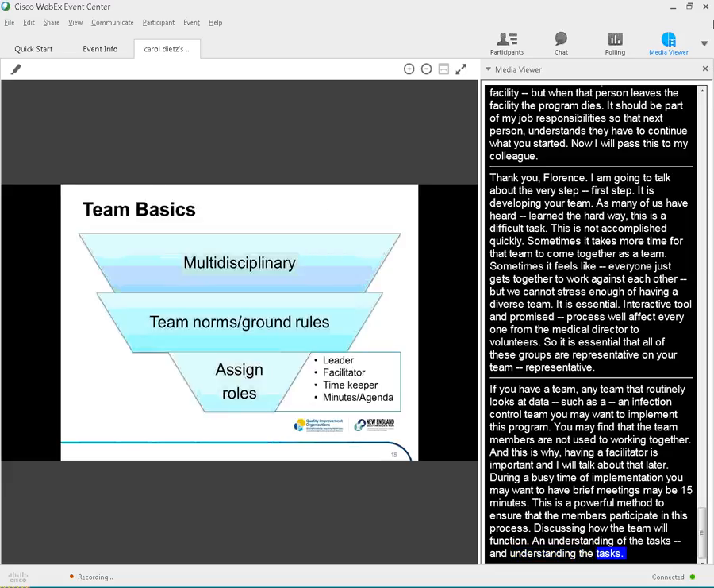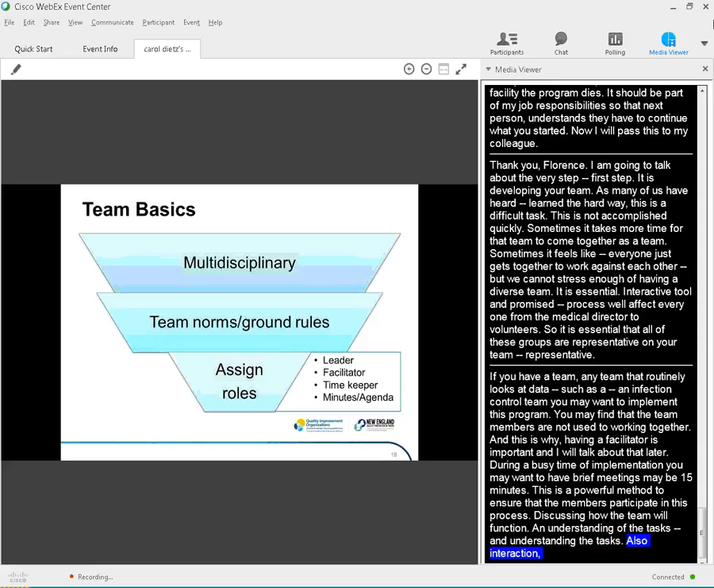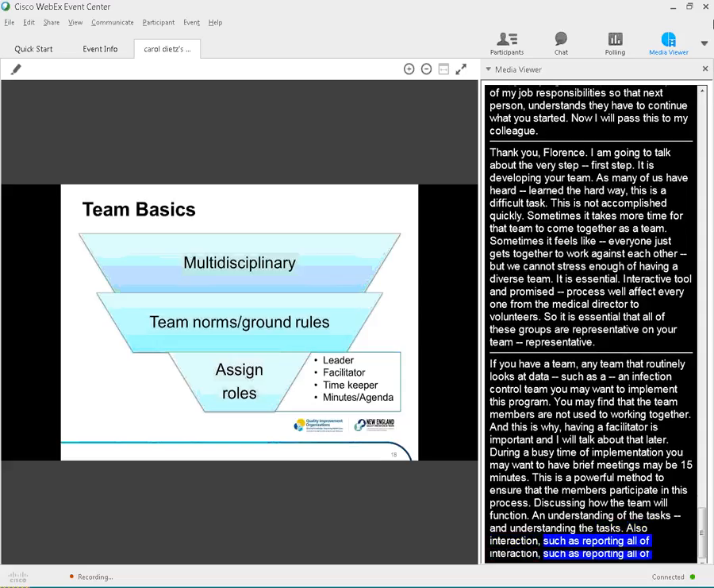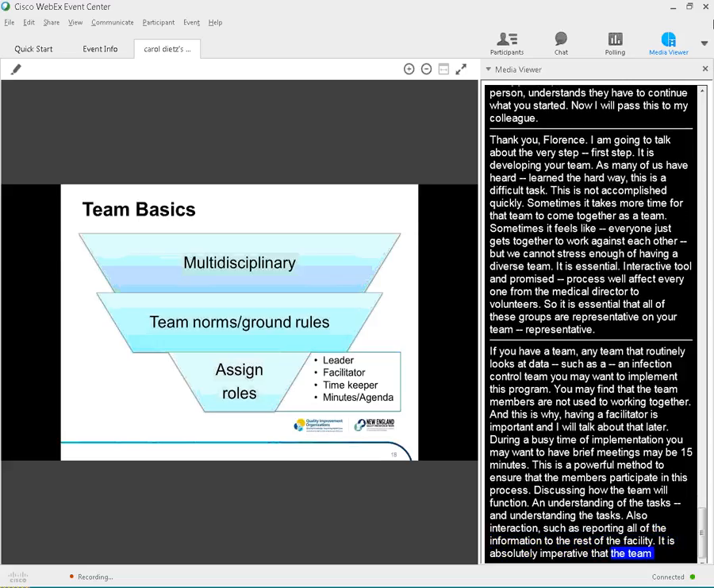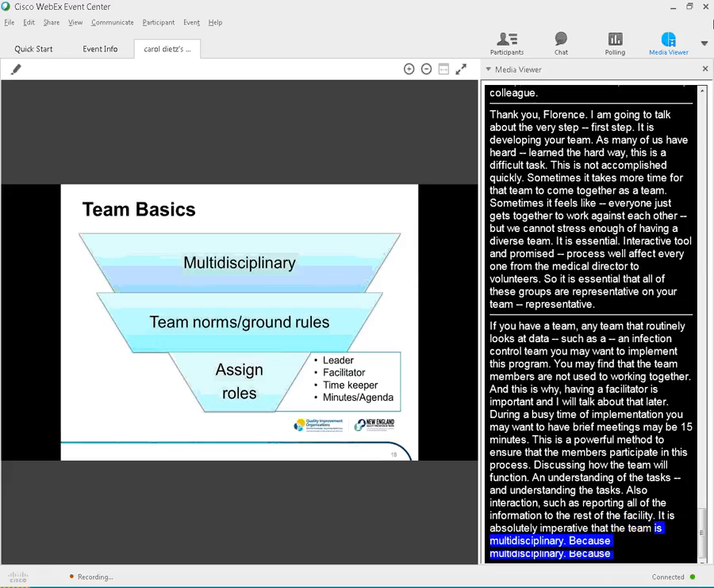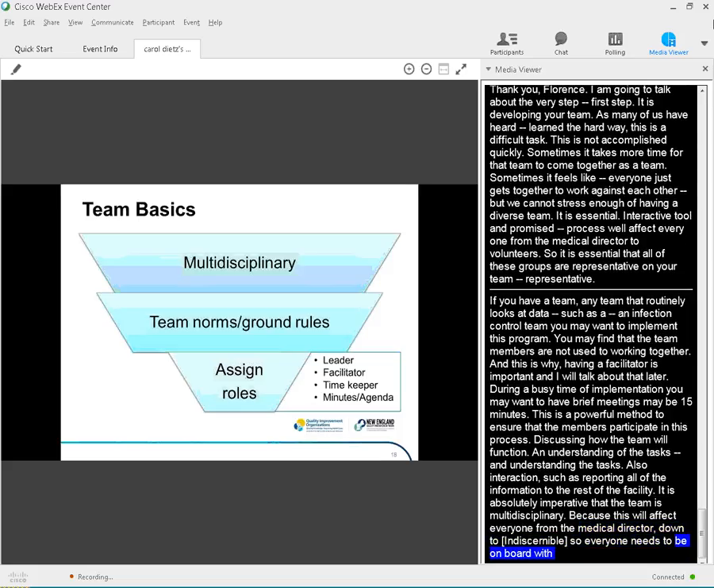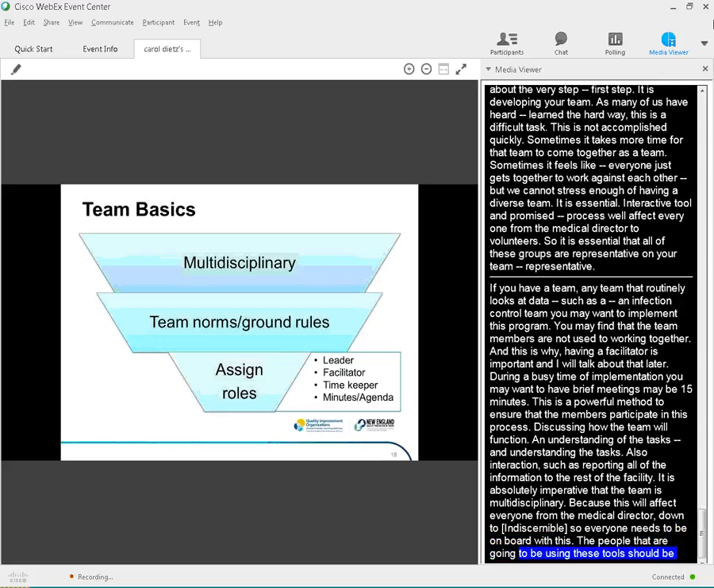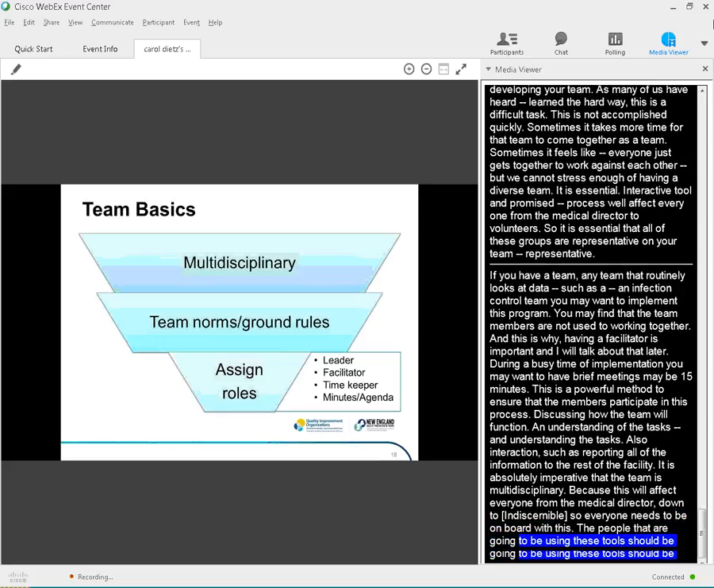So let's talk about some team basics. It's absolutely imperative that the Interact team be multidisciplinary. This, again, is an initiative that's going to affect everyone from the medical director to housekeeping, facility pet. Everyone needs to be on board with this. It's essential that the people who are going to use these tools are involved in the implementation plan, and they will become your missionaries. They will become the ambassadors of Interact, the people you pull into this team.